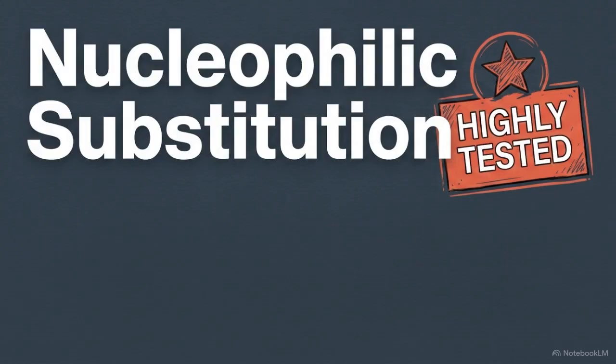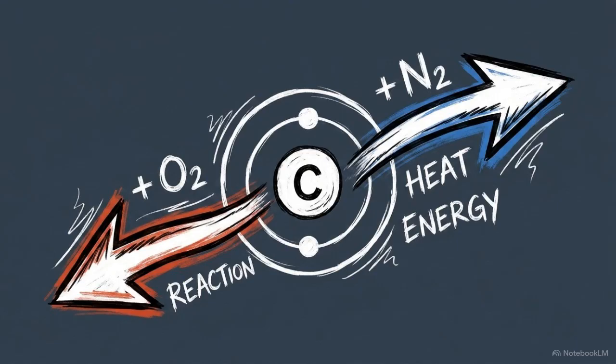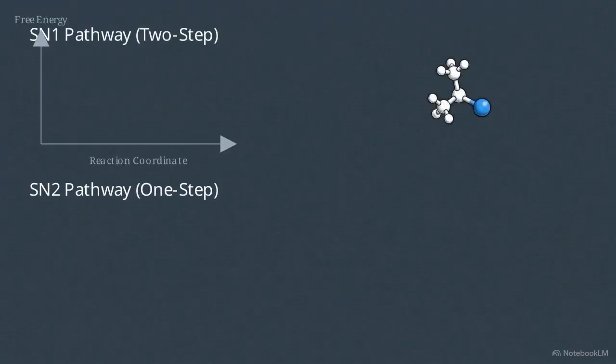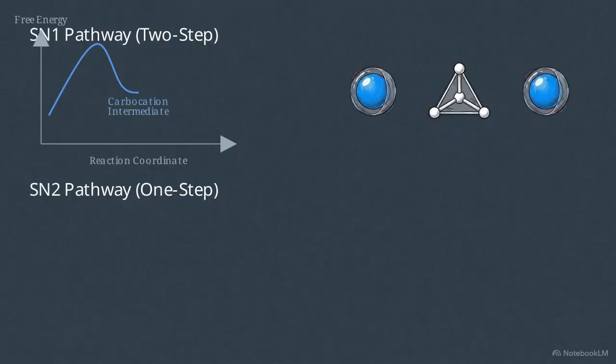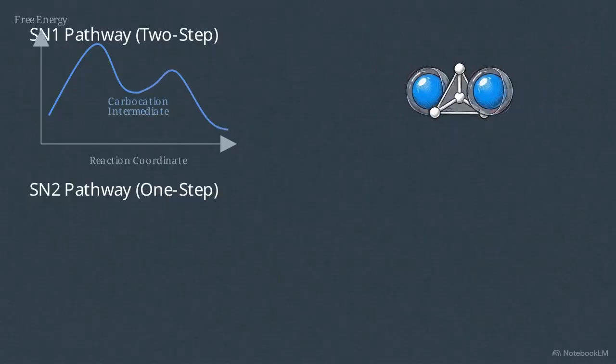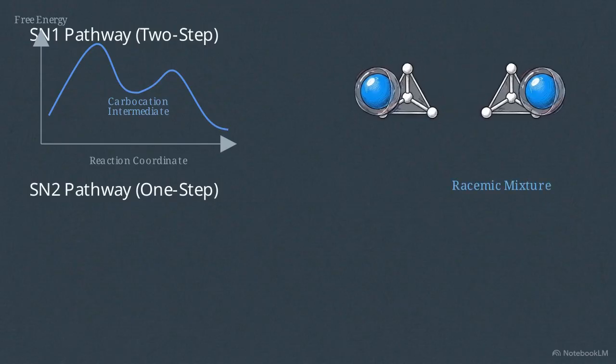Nucleophilic substitution is the most highly tested reaction mechanism. It splits into two distinct pathways, determined entirely by the physical structure of the carbon substrate. This top graph illustrates the SN1 unimolecular pathway, a two-step process favored by bulky tertiary halides. First, the leaving group departs to form a planar carbocation. This geometry allows the nucleophile to attack from either side, generating a racemic mixture.